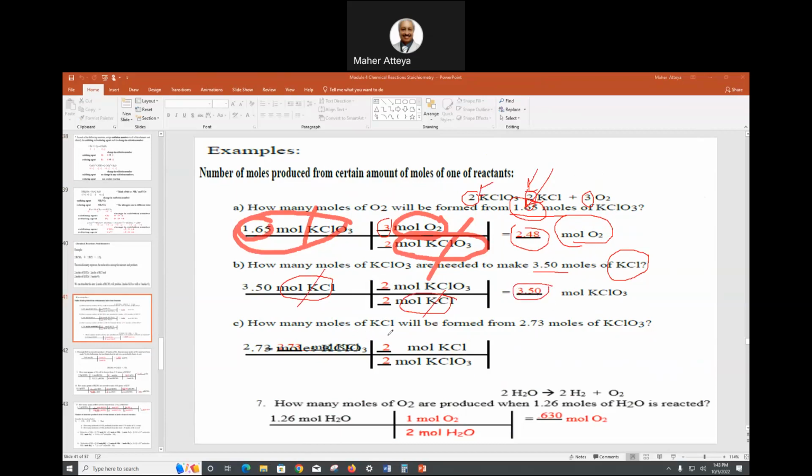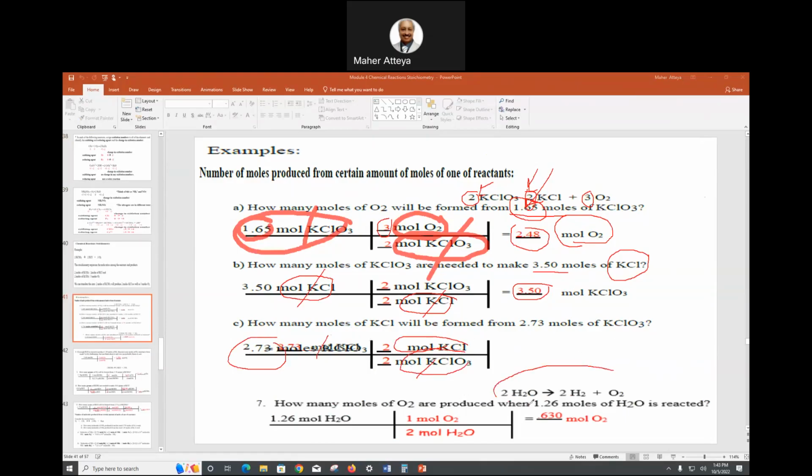And the same thing here. How many moles of potassium chloride will be formed if you have 2.73 moles of this? You start with 2.73. You have 2 moles of potassium chloride and 2 moles of the reactant. So the reactant will cancel with the reactant. You get the same value there.